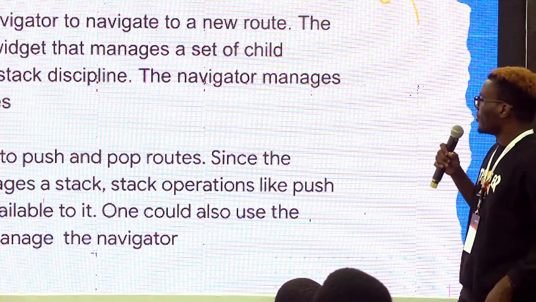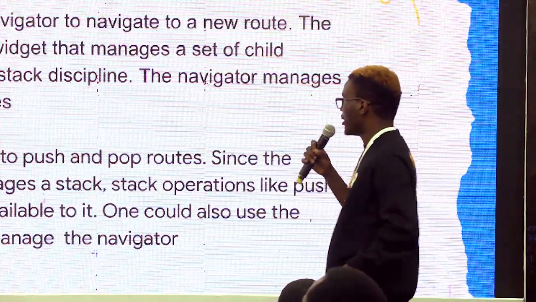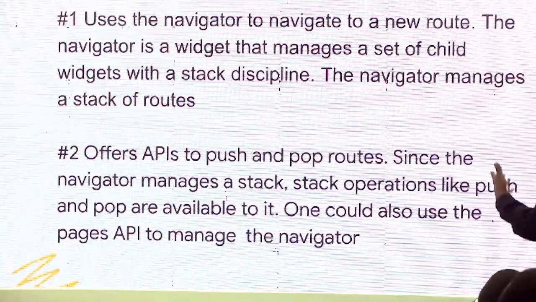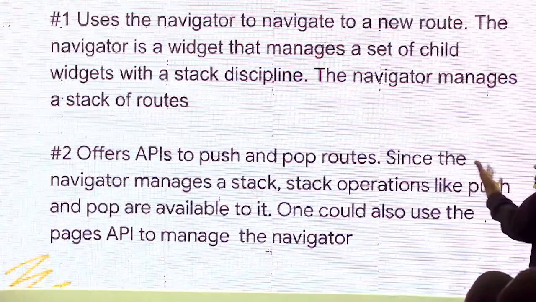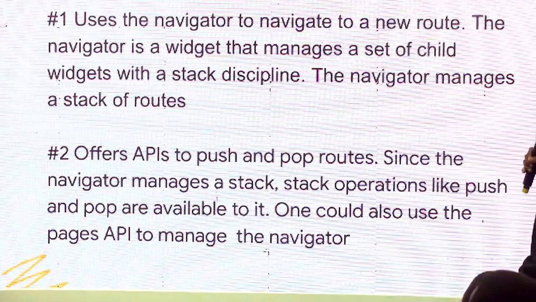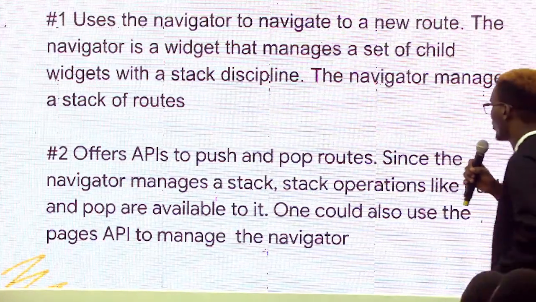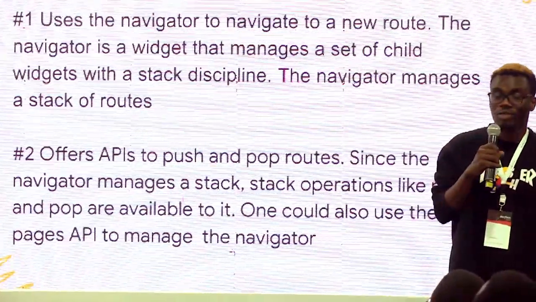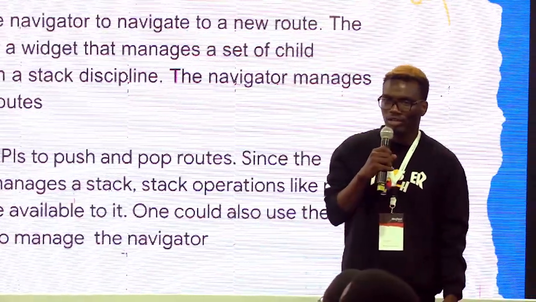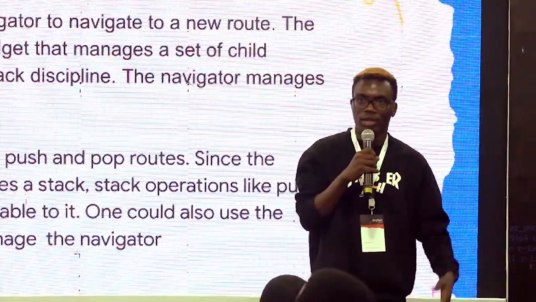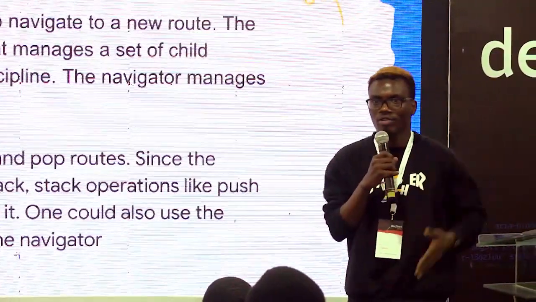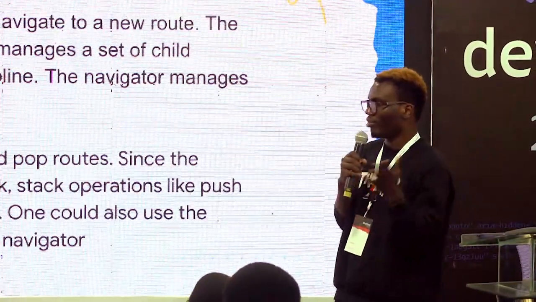Okay, navigation 1.0 offers APIs to push and pop routes. Since the navigator manages a stack, operations like push and pop are available to it. Okay, one could also use the pages API to manage the navigator. Before 2.0, or even currently, because the two can work together, inside your MaterialApp, you could define routes. It's basically a map of items, I think a map of objects.